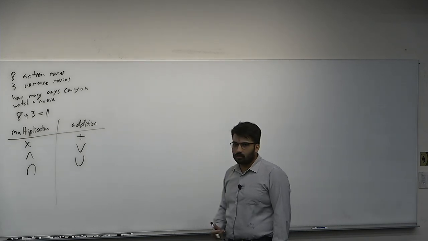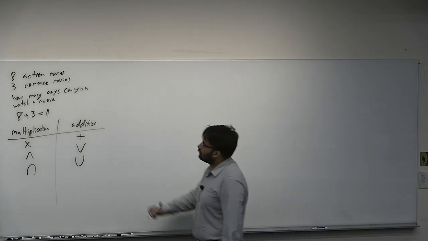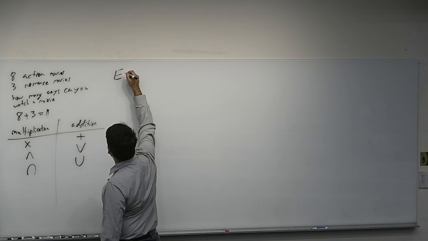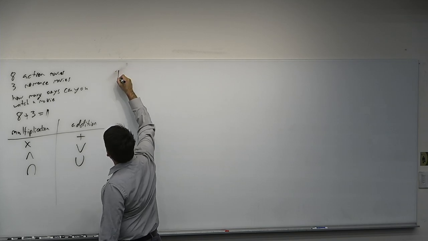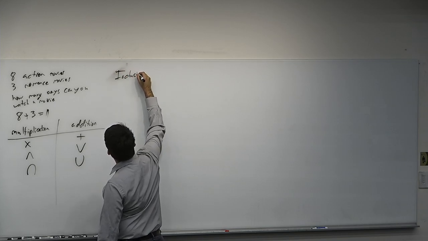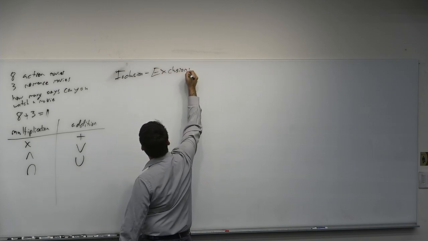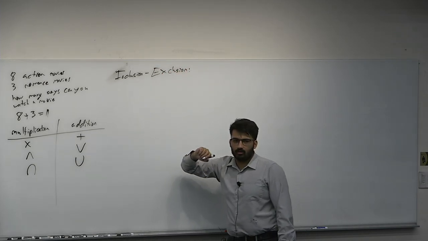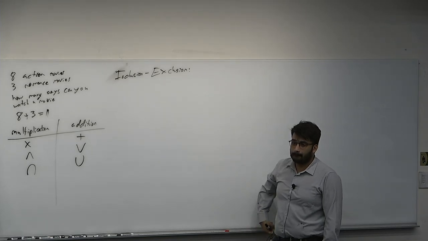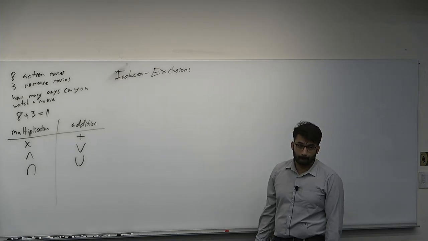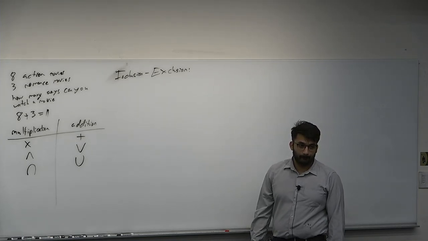Does anyone remember the inclusion-exclusion principle that we proved? We proved this using elementary set theory, but let's discuss it in more depth, because now we can use it effectively. Inclusion-exclusion says what? Off the top of their head, does anyone remember? Something about the cardinality of the A union B.